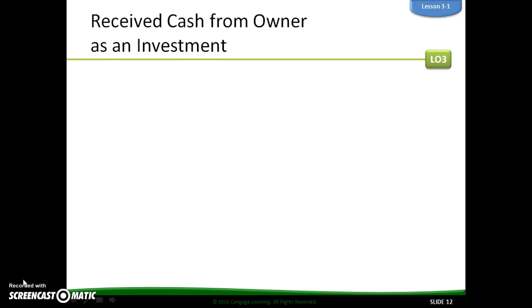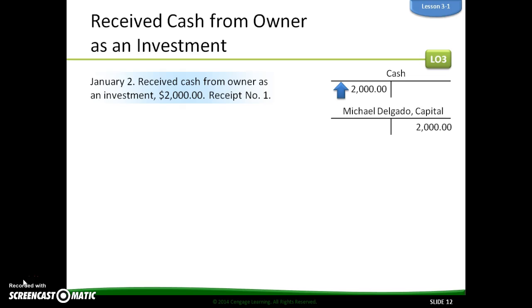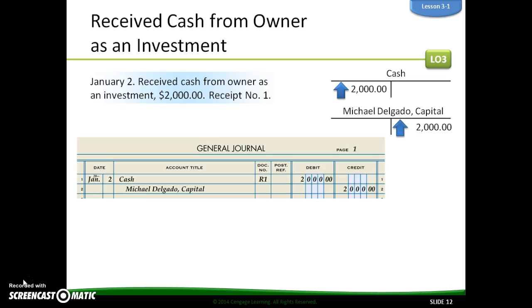So let's go ahead and look at a transaction that we would like to write in our general journal. You can see the transaction would be receiving cash from the owner as an investment, and we will be following the information on receipt number 1. So cash is going up, and capital for the owner is going up. So you can see we have a debit to cash and a credit to owner's equity.